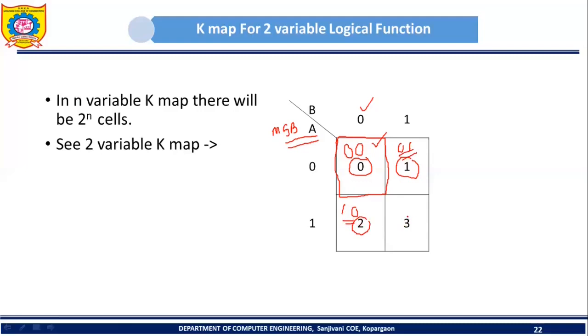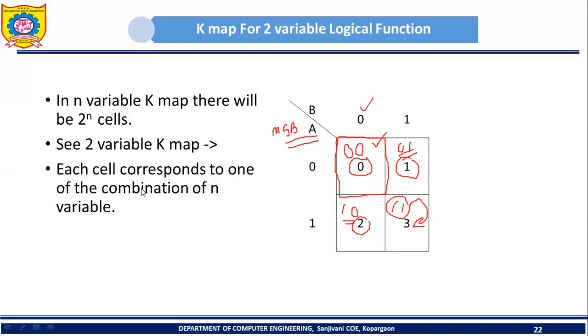Then consider this cell. For this cell, what is the value of A? The value of A is 1. What is the value of B? The value of B is 1. So 1 1 is a binary number. Convert this binary number into decimal. Again I am saying, please try to understand the binary number system and the decimal number system. You should be able to convert binary into decimal and decimal into binary. Then only you will understand all these things, otherwise it is not possible. The binary equivalent for this cell is 1 1. Convert this 1 1 into decimal, you will get 3. So this is cell number 3. I hope you have understood.